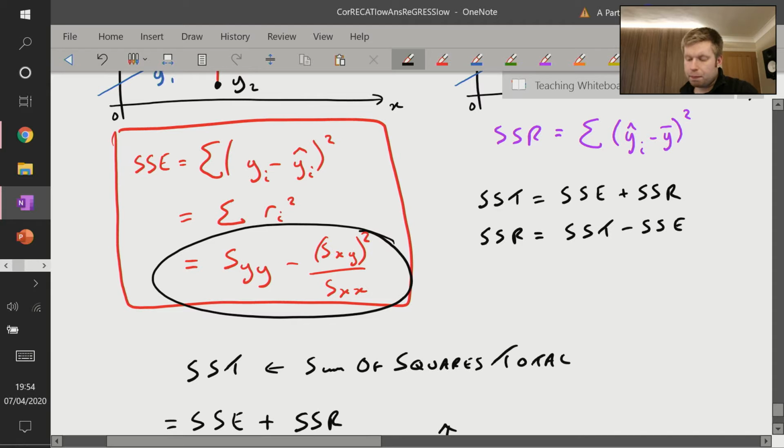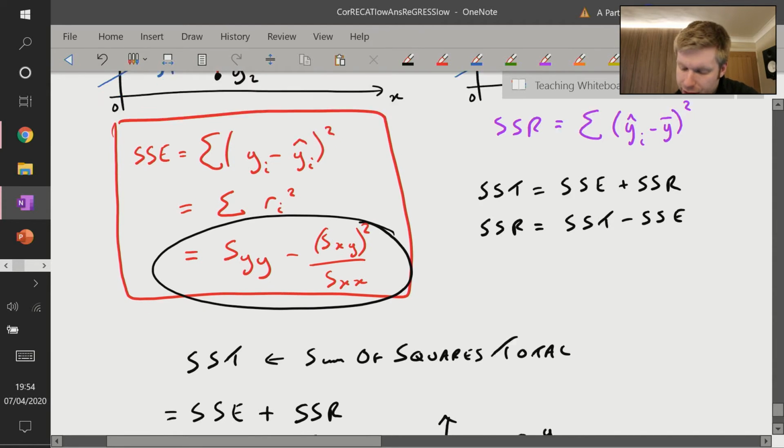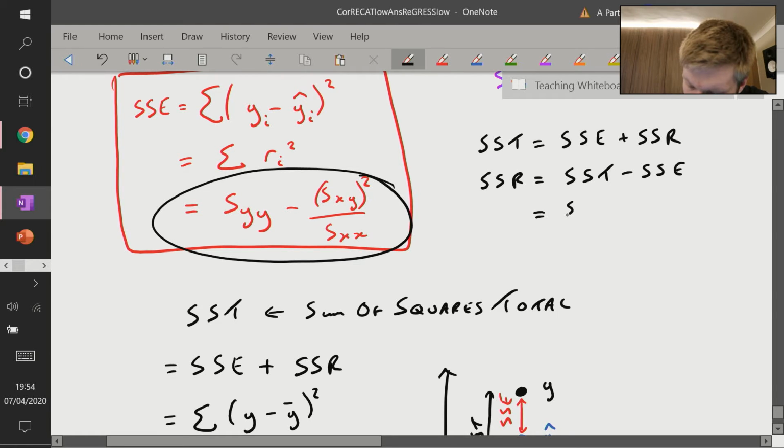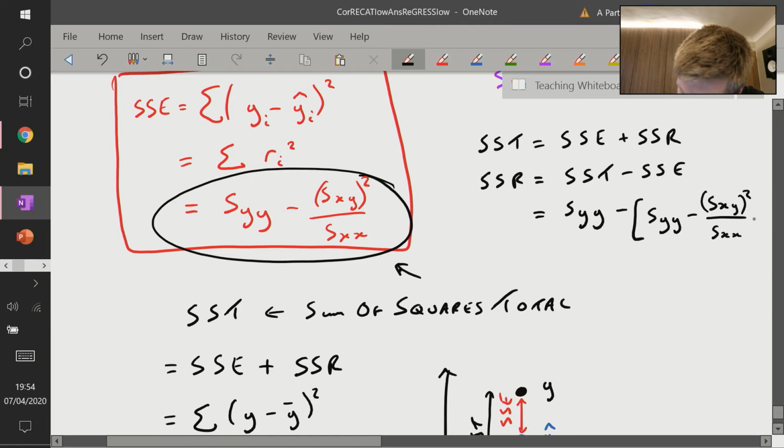So have a look then. Sum of the squares total, I've said way down here, is equal to SYY. So this is equal to SYY. Then I'm taking away sum of the squares error. Well, the sum of the squares error I've got over here, so it's going to be SYY take away SXY all squared divided by SXX.